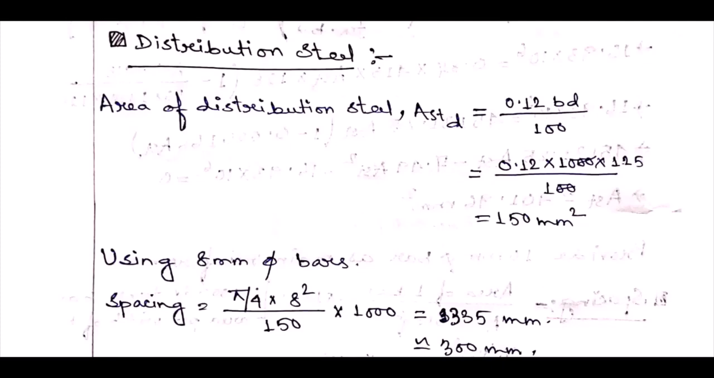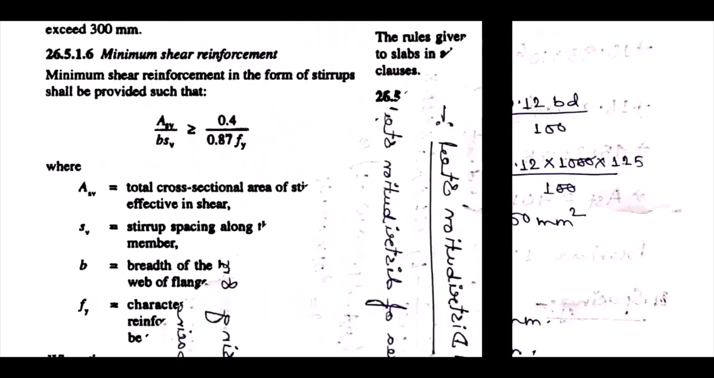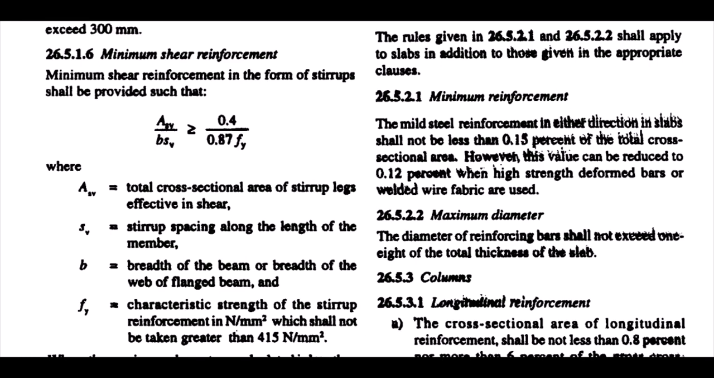Now next step is distribution steel. For distribution steel, first of all we have to check once clause number 26.5.2.1 of IS 456-2000. Let's go to code. Now check here clause number 26.5.2.1, minimum reinforcement. The mild steel reinforcement in either direction in slabs shall not be less than 0.15% of the total cross-sectional area. However, the value can be reduced to 0.12% when high strength deformed bars or welded wire fabric are used. In this case, we are using HYSD bars, so the second value 0.12% of cross-sectional area will be used.